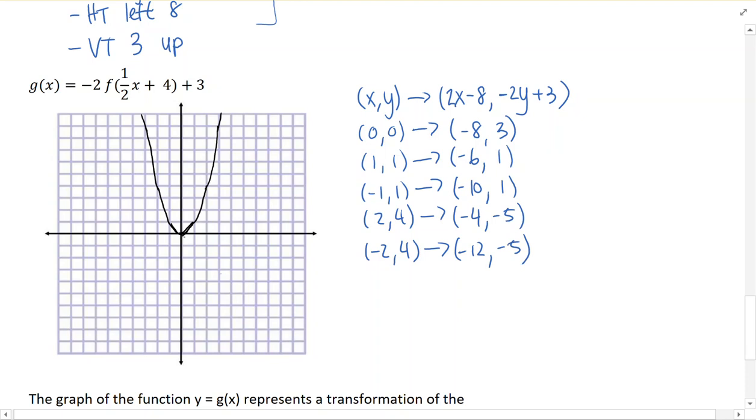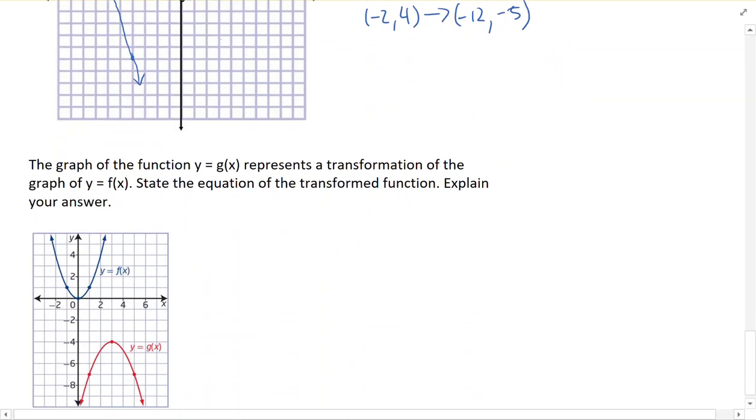So first we have negative 8, 3. Then we have negative 6, 1. 1, 2, 3, 4, 5, 6, so 6, 1, and then 10, 1. Negative 4, negative 5. Let's see, here's 4, negative 5. Okay, well, negative 12 is off the charts, so we can't really graph that one. So it's going to look something like that. And there we go, our transformed graph.